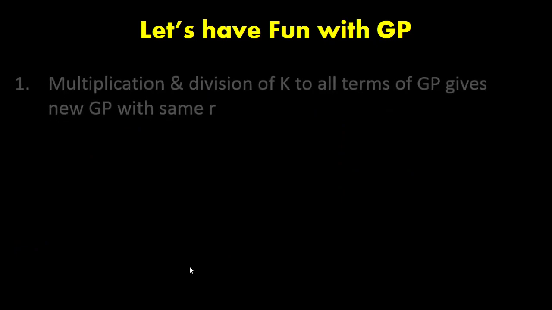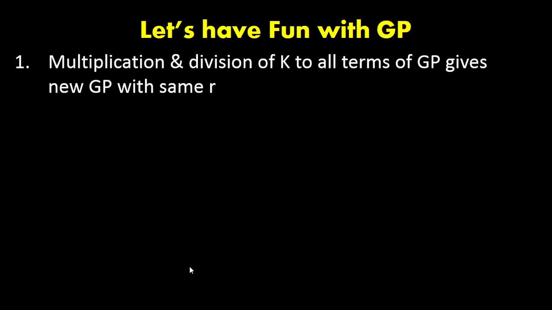Next, let's have fun with geometric progression. Fun means nothing but the properties we are looking at. The multiplication and division of k to all terms of a GP gives a new GP with the same R. So let's take the example 2, 4, 8, 16. If I multiply each and every term by 2, what will be the next GP? It will be 4, 8, 16 and 32.